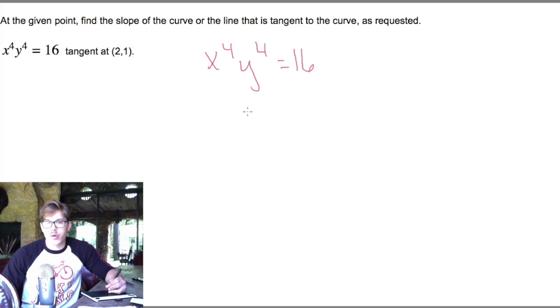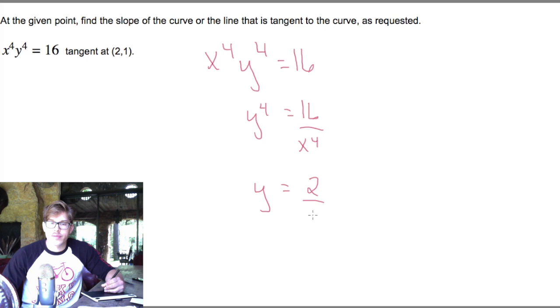So let's isolate y. We have y to the fourth equals 16 over x to the fourth. Now we can take the fourth root. We have y equals 2 over x. And this is good. So this is just our original equation simplified. We have not found the derivative. So let's find the derivative of our function now.